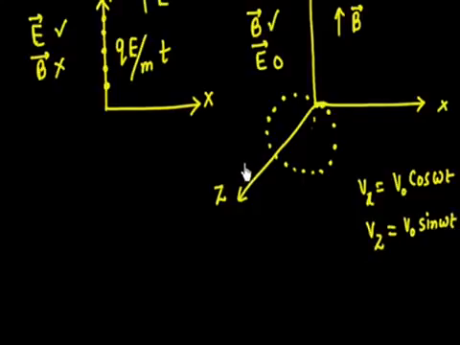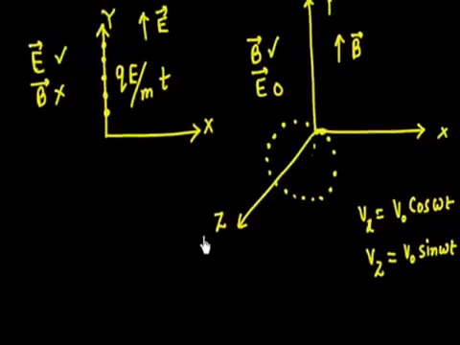Now what will happen if I apply both? So now the third situation, we apply both. That is the superposition principle, because B does not affect the electric field motion and the electric field does not affect the magnetic field motion.